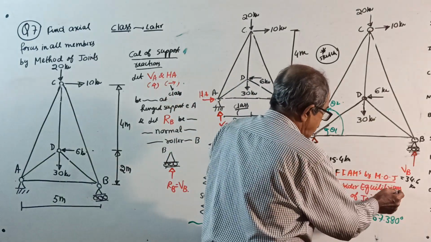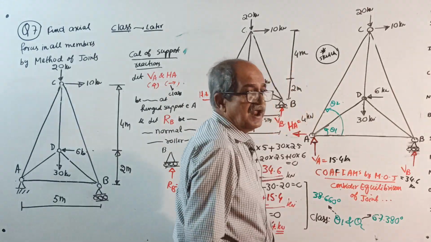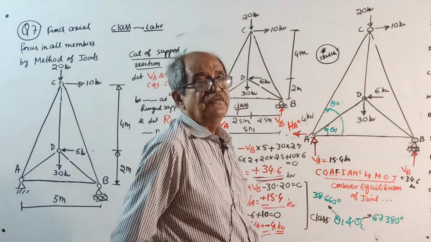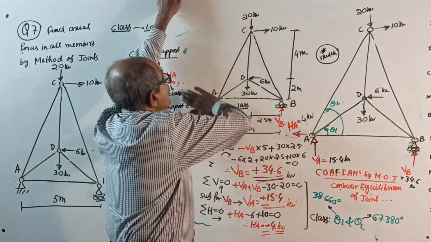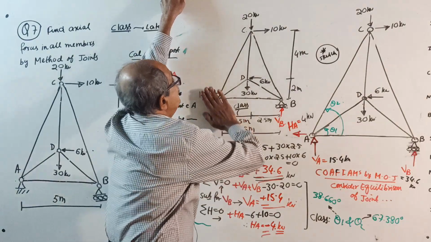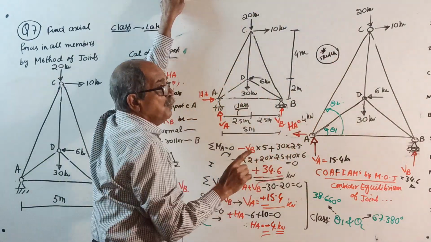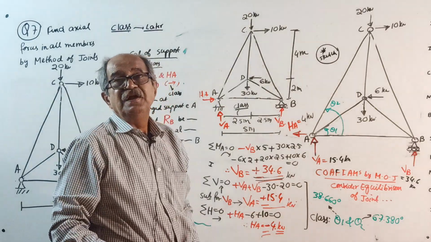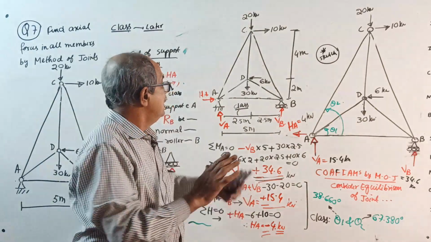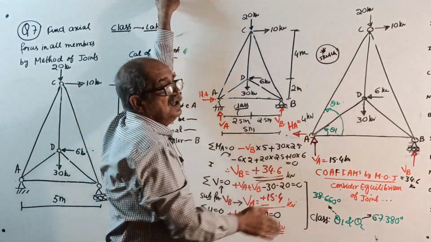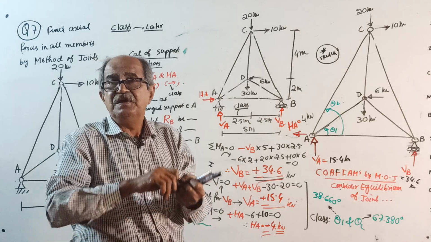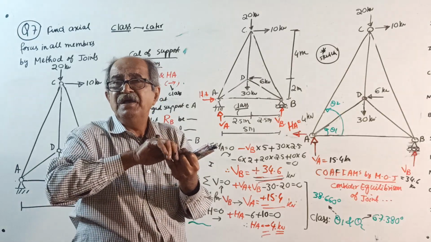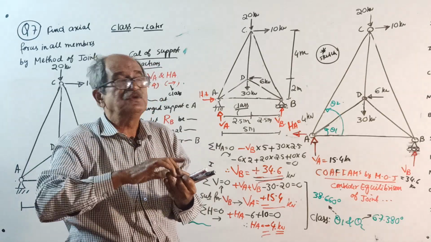Consider equilibrium of a joint. Which joint do you select? As I told earlier, when you find support reactions, you see that it is a coplanar force system. It is not a concurrent force system. It is a coplanar force system where three equilibrium conditions are there: sigma V = 0, sigma H = 0, that is for method of joint also.